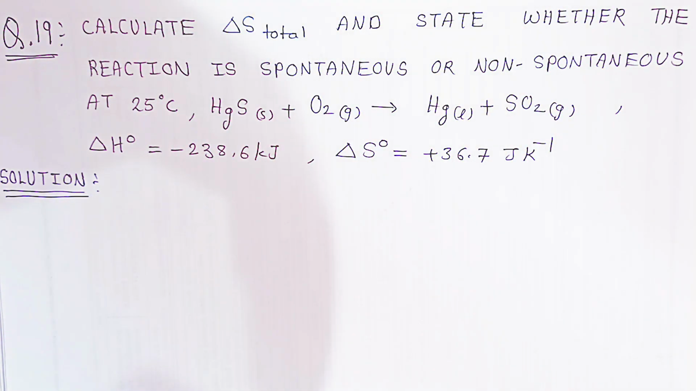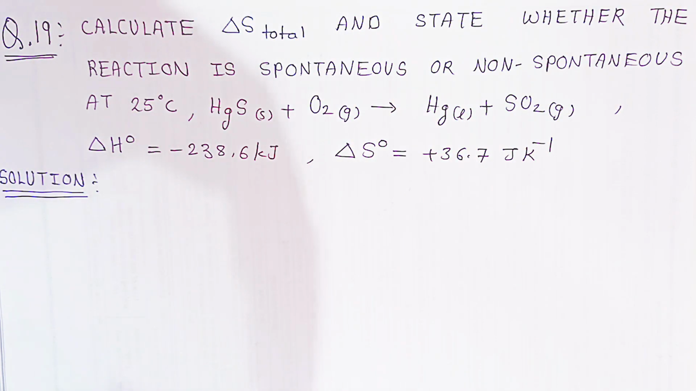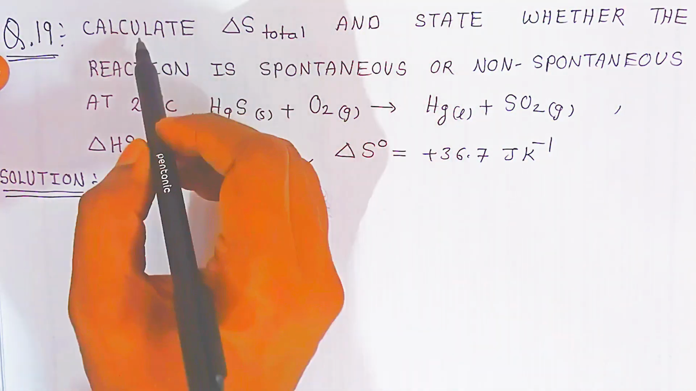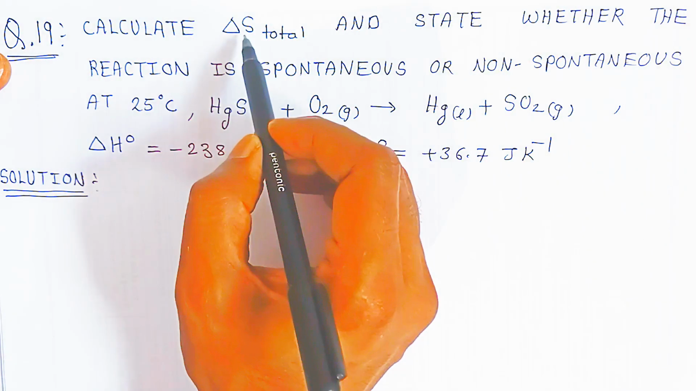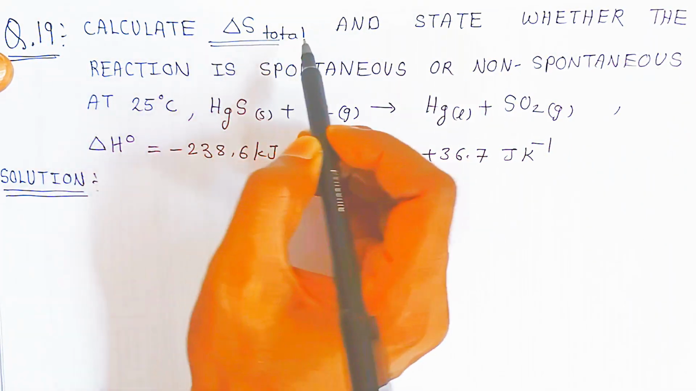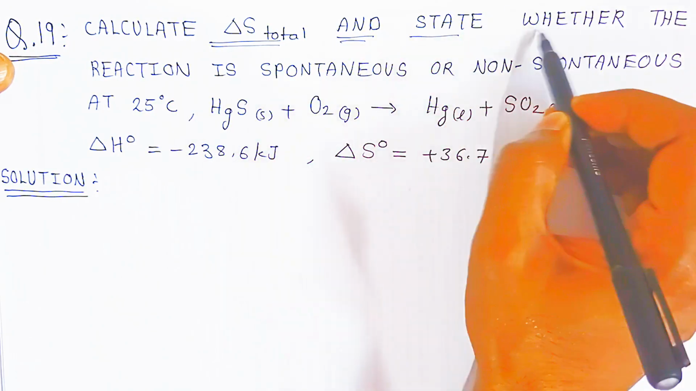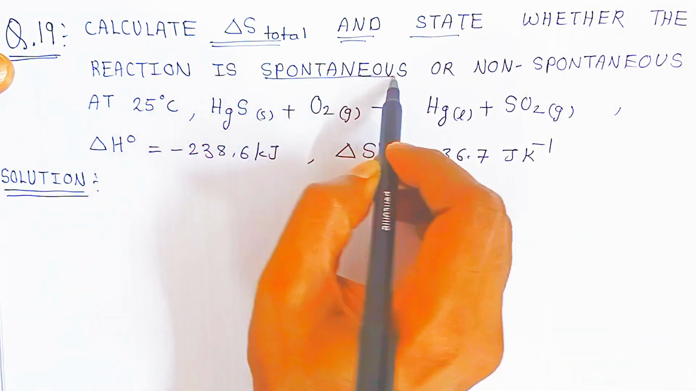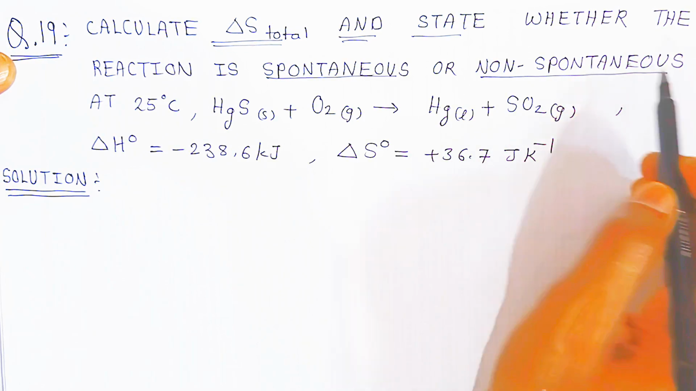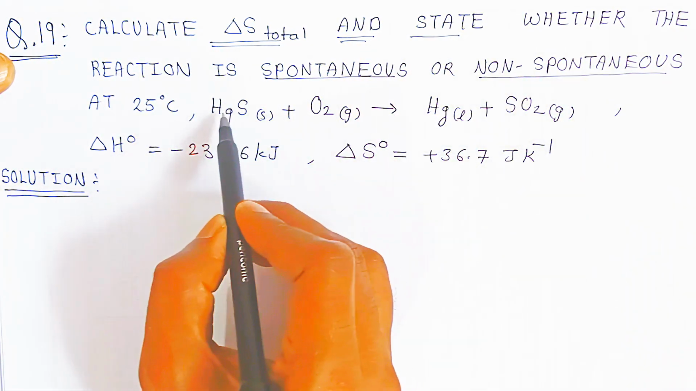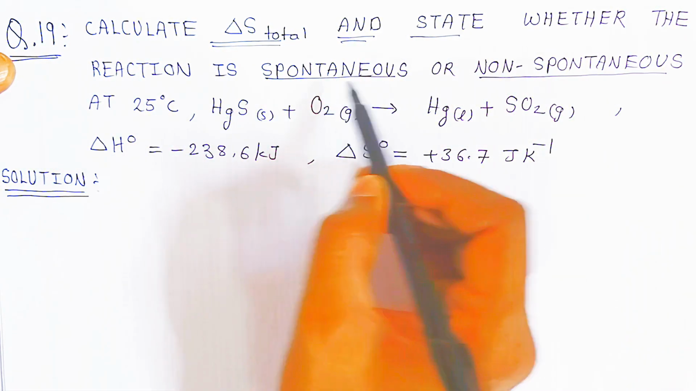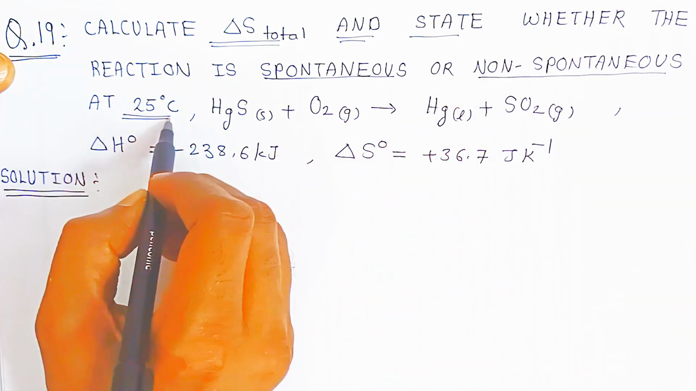In this video students we are going to see question 19. In question 19 students you have to calculate delta S total entropy. You have to calculate the total entropy change and state whether the reaction is spontaneous or non-spontaneous. Okay students, you have to give the statement whether this reaction which is given here is spontaneous or non-spontaneous at 25 degrees Celsius.